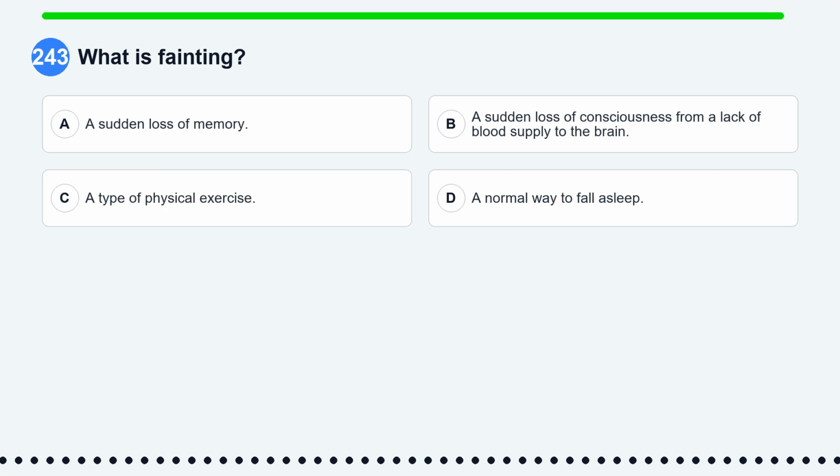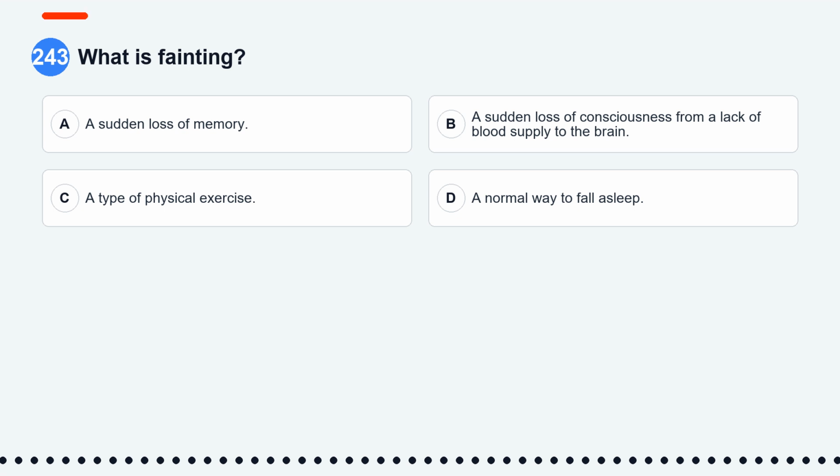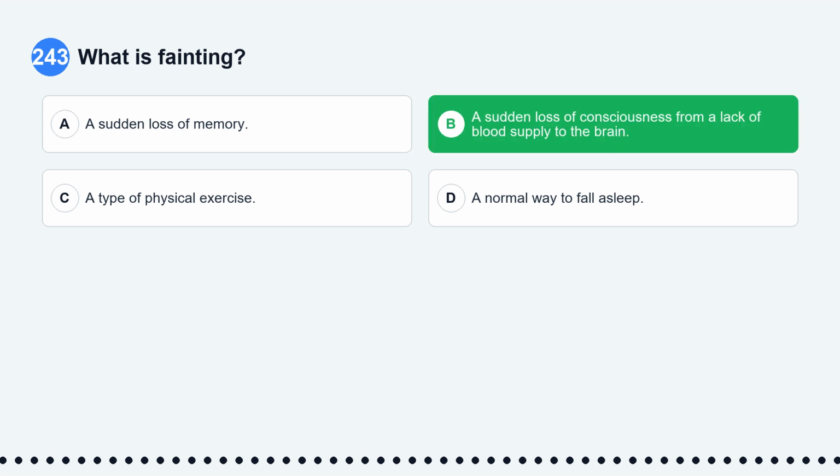Question 243. What is fainting? Option A, a sudden loss of memory. Option B, a sudden loss of consciousness from a lack of blood supply to the brain. Option C, a type of physical exercise. Option D, a normal way to fall asleep. The correct answer is option B, a sudden loss of consciousness from a lack of blood supply to the brain.